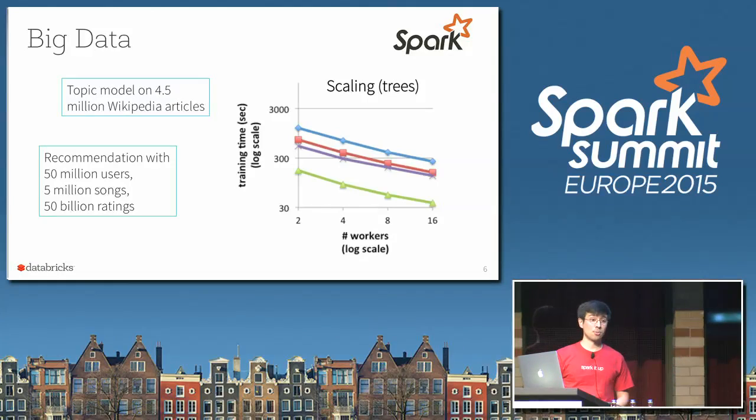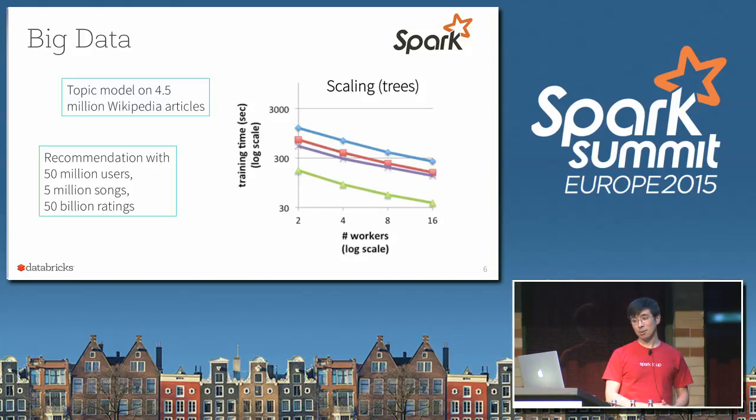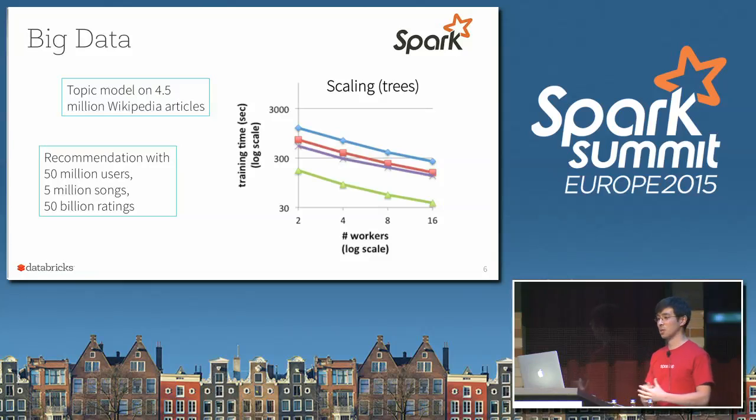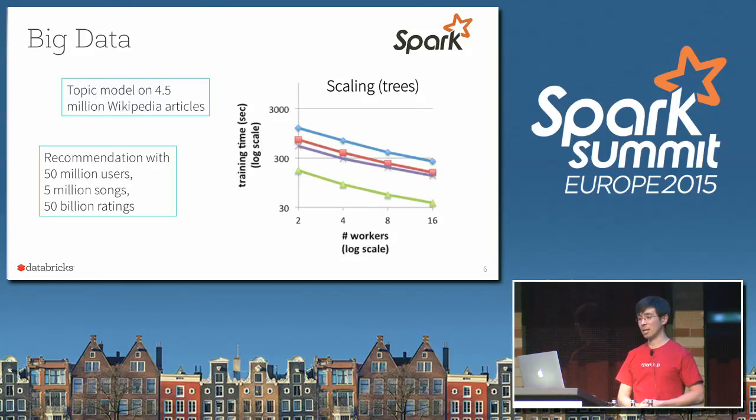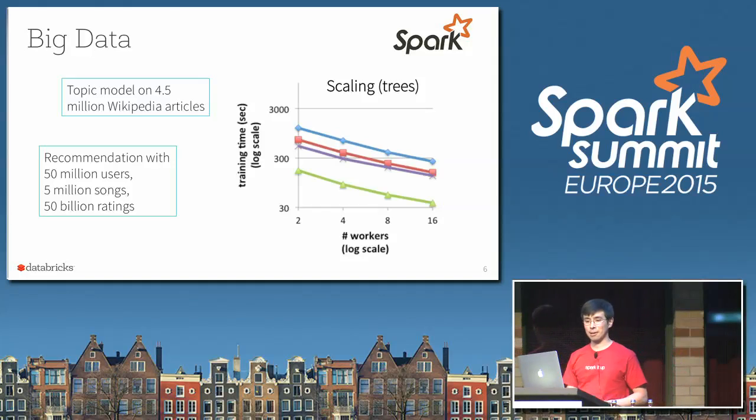Another big use case is recommendation. There, it's really easy, after you have a few million users, a few million songs or items you're trying to sell, to collect billions of ratings in your data sets. And all these examples are, if you're interested, in blog posts where we have more details on the use cases.